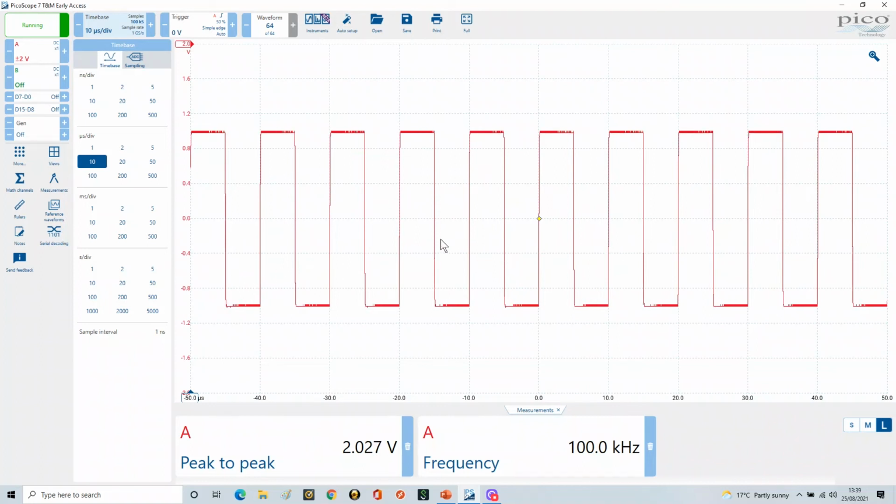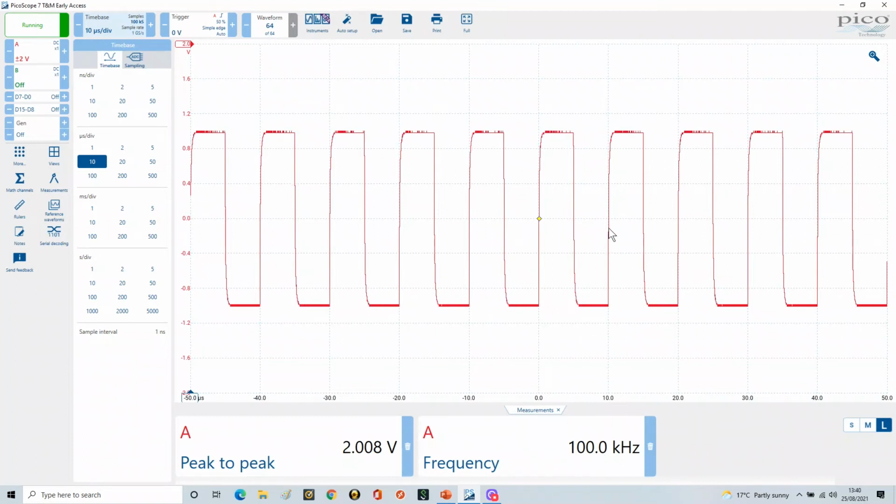So that's looking great. We've got a square wave there, so everything's fine at the moment. If we look at this from a frequency domain, we're only running at 100 kilohertz, so all the odd harmonics will be 300 kilohertz, 500 kilohertz, etc., and the scope probe is able to see those.